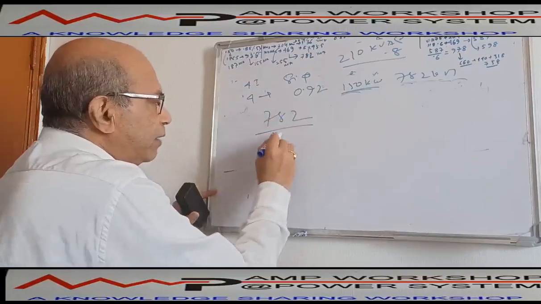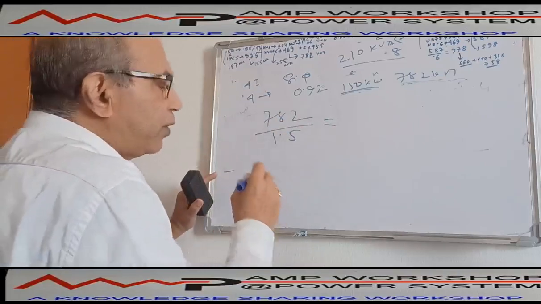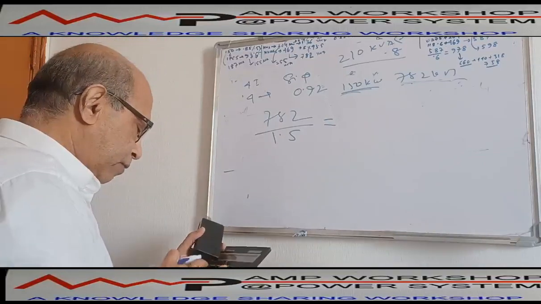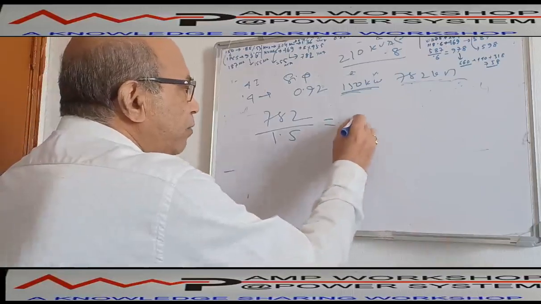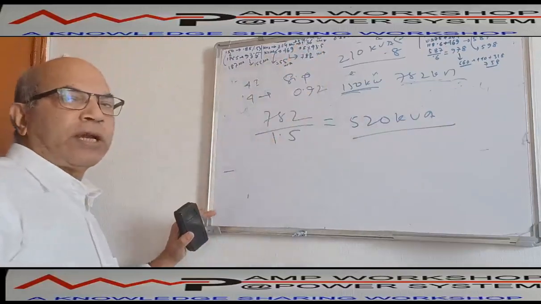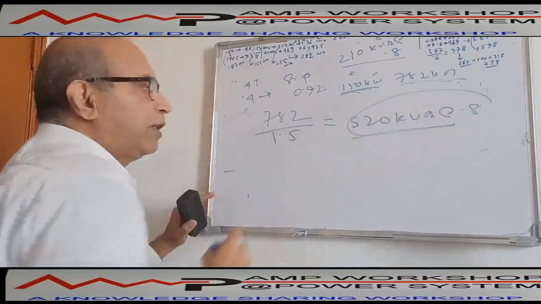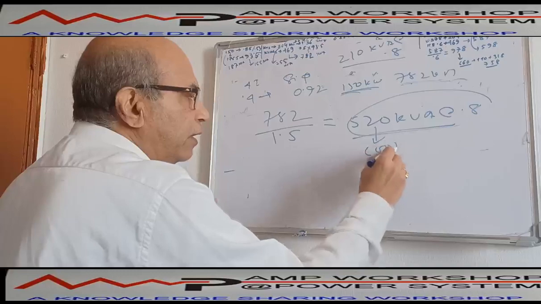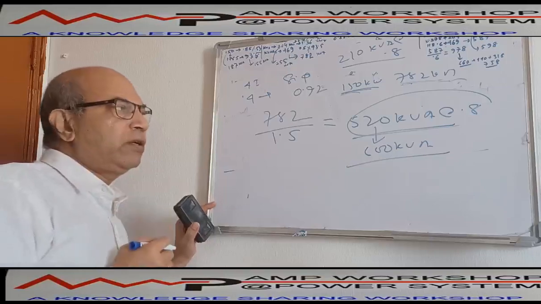If we consider 50% overloading, then 782 divided by 1.5 is about 520 kVA. So a 520 kVA generator can cater for this 150 kilowatt motor starting. This kVA generator at 0.8 power factor will be the size of the generator. If we put another 10% margin, then about a 600 kVA generator is required. This way we can calculate the starting duty generator.